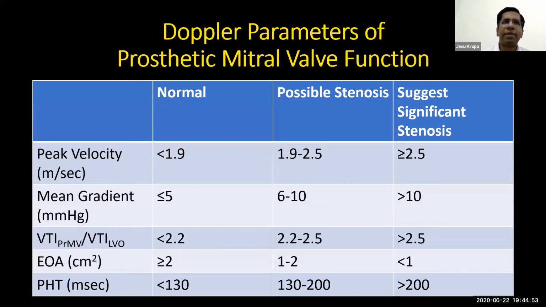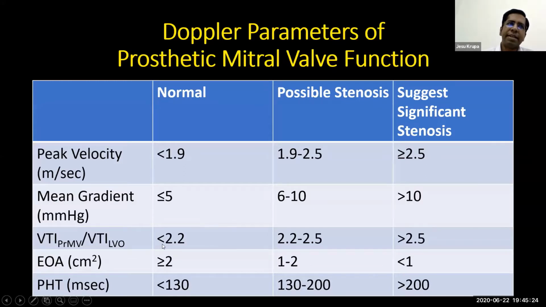So now, if we look at this table I will be referring to again and again, and I don't wish to go through too much of information, but try to use different illustrations, different case scenarios to highlight these very same points. So these are the normal parameters. So when I say peak velocity, we mean the peak E-wave velocity is less than 1.9 in the normal person. Mean gradient is less than or equal to 5.